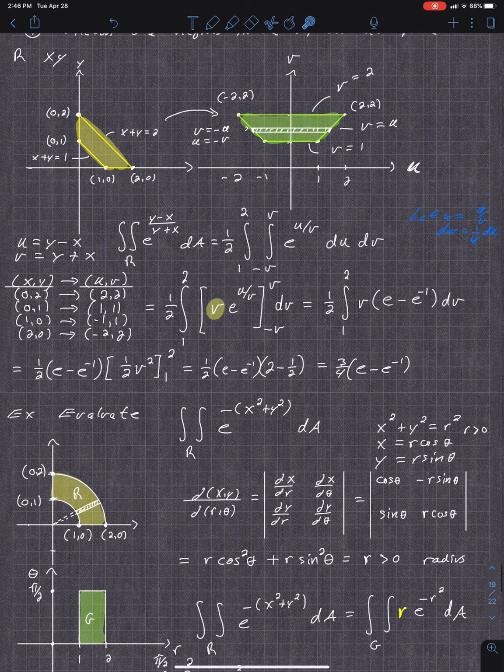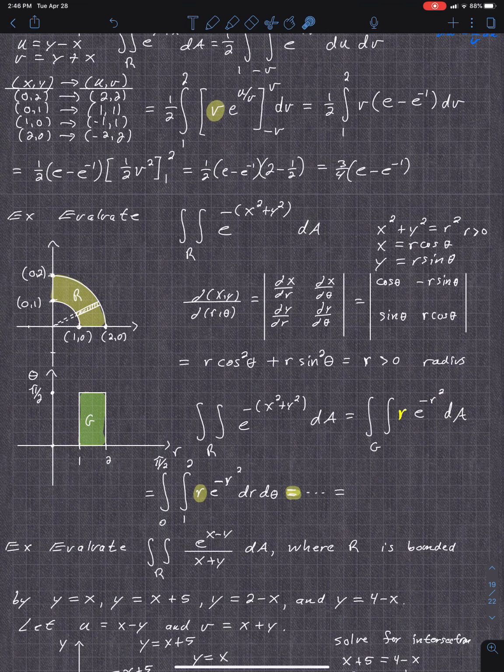All right, let's look at the next one. Evaluate the double integral of e to the x squared plus y squared over this region that's given. Your region is given like this in the xy plane, and then you convert it to the r theta plane. This one's a little different in that you already know the transformation: x is in terms of r and theta, and y is in terms of r and theta like this.